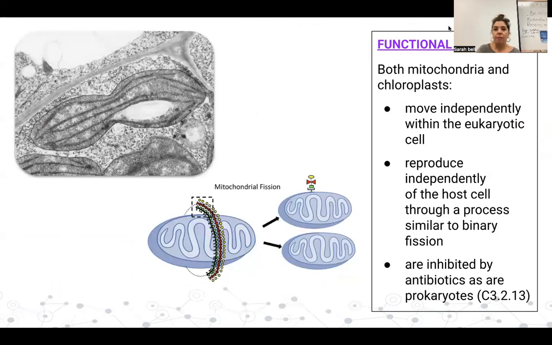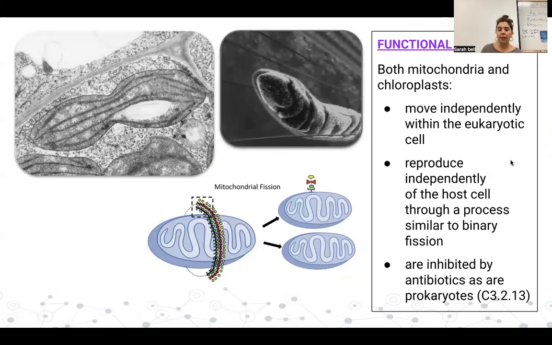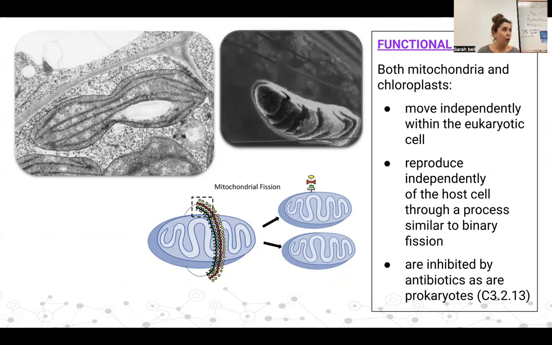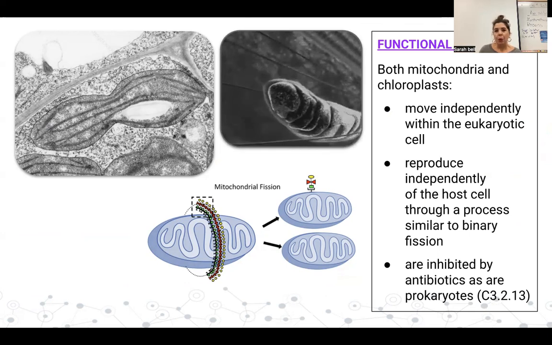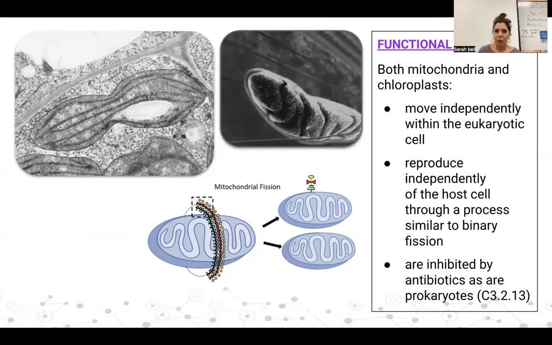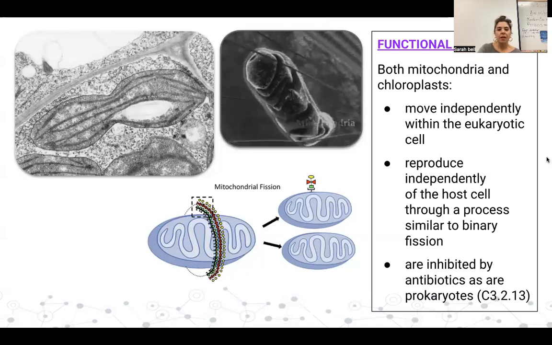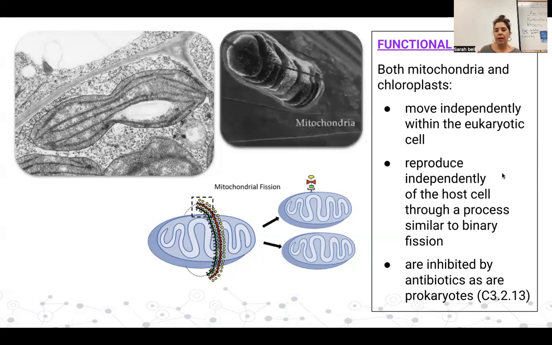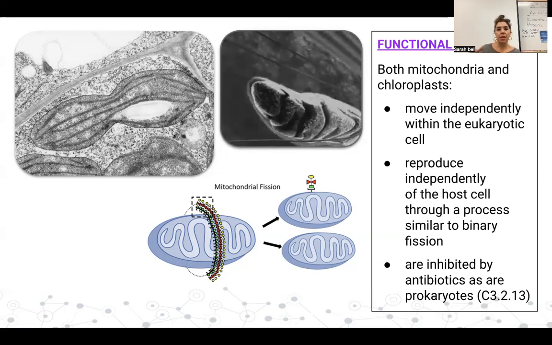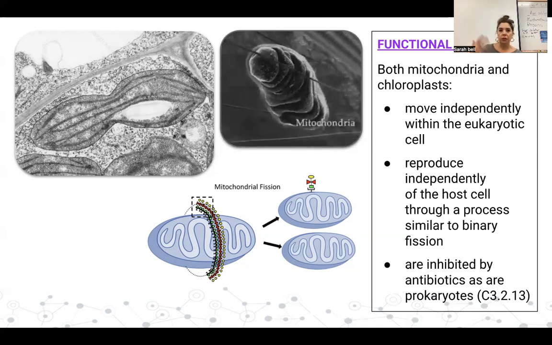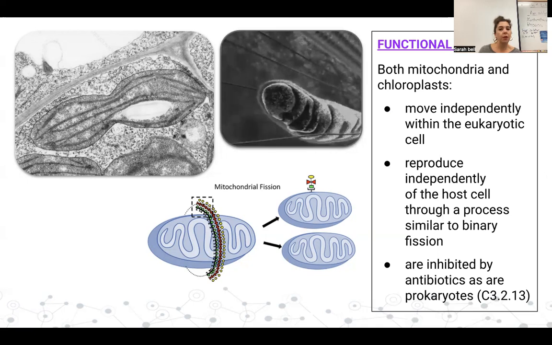And then our last piece of evidence is what we're titling functional evidence. Both mitochondria and chloroplasts can move independently within the cell, and we know that prokaryotes can move by themselves, often with the help of one of my favorite proteins, which you guys should know by now. Another example is they can reproduce independently, meaning that they don't need the cell to be going through cell division. They can reproduce on their own.